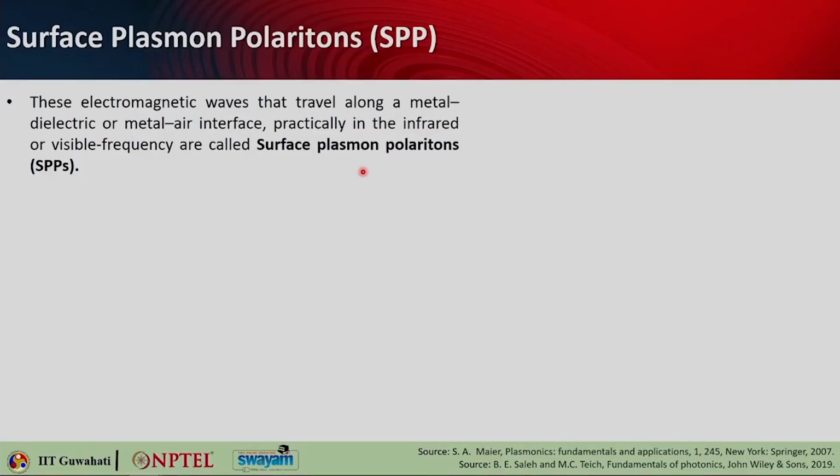So, surface plasmon polaritons, or SPPs. These are electromagnetic waves. Where do they travel? They travel along a metal-dielectric or metal-air interface. And in which range are they seen? They are practically seen in the infrared and visible frequency range, and they are called surface plasmon polaritons or SPPs.